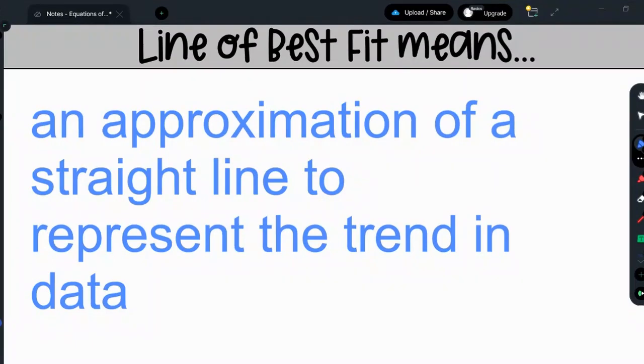In today's lesson, we're going to be strictly looking at the line and curve of best fit, being used only in Desmos. The line of best fit means an approximation of a straight line to represent the trend in data. If you need to pause at any point during this video, please do so, because I'm just going to be listing off these definitions and you might need a second to write them down.